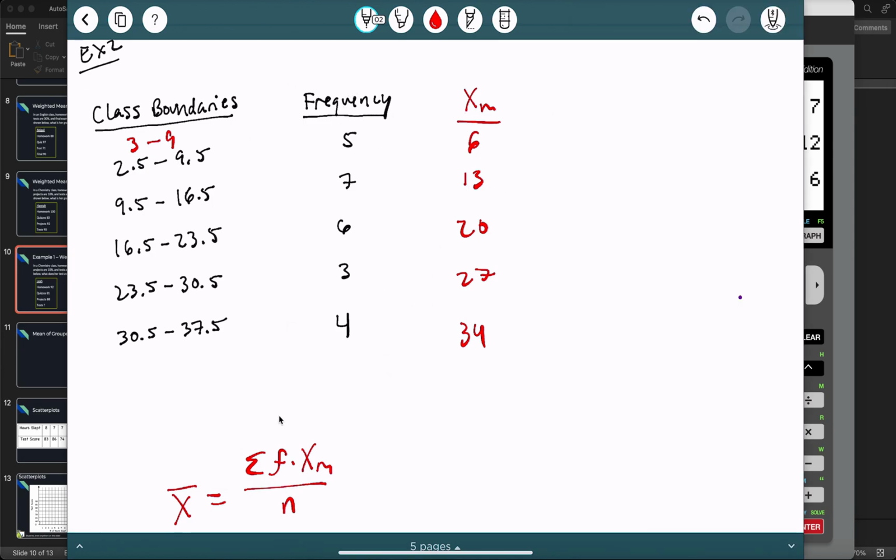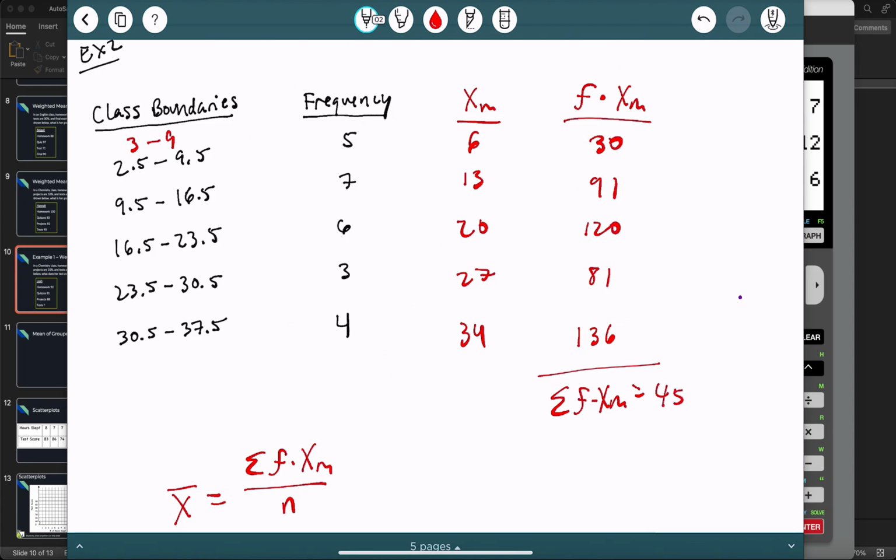Remember, the column that we ultimately need is the frequency times each midpoint, so I'm going to make another column here. The lower numbers are pretty straightforward. 5 times 6 would be 30. 7 times 13 would give me 91. 6 times 20, you get it in your head, that's 120. Then 27 times 3 is 81, and then 136. We ultimately want the sum of this, the sum of my frequency times the midpoint. If I sum these all together, what would I get? If you type this in, we should be getting 458.